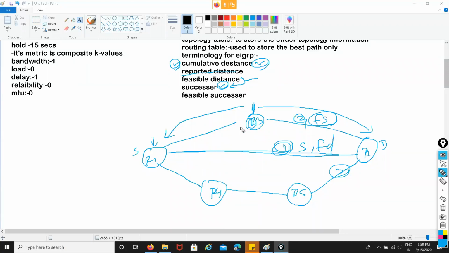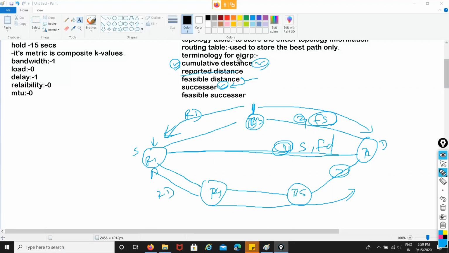What is the reported distance? The distance from R3 to R2 advertised by R2 to R1, and from R1 to R2 advertised by R1 to R1. Sorry, R4 to R1. So the specific path is stored as reported distance, which is named as RD.